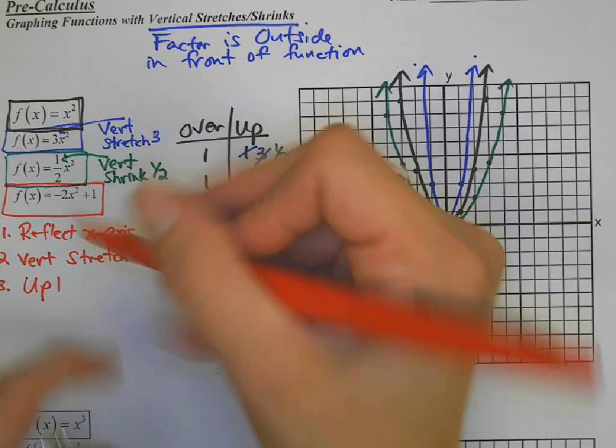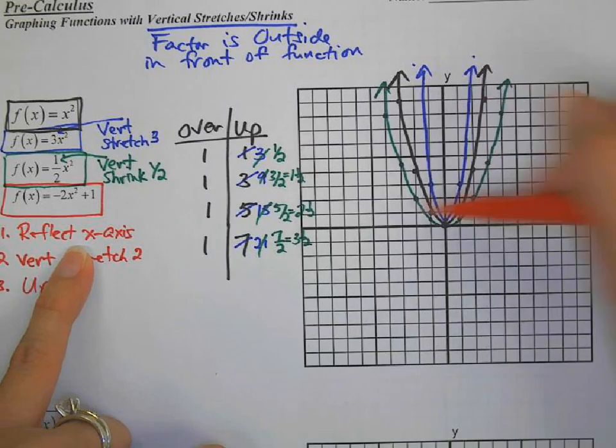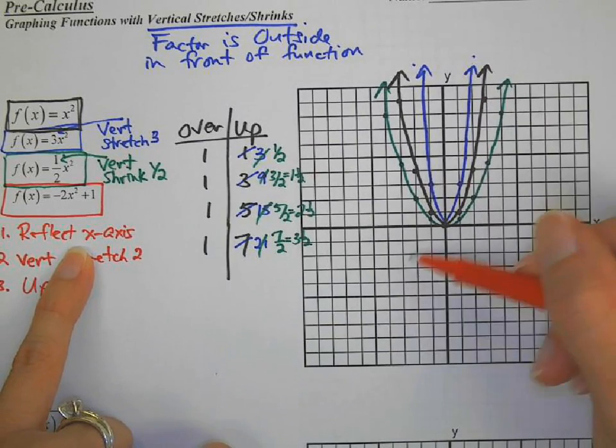Okay, so let's see. What is this going to look like? The first step is reflect over the x-axis. The parabola is going to be opening downward.